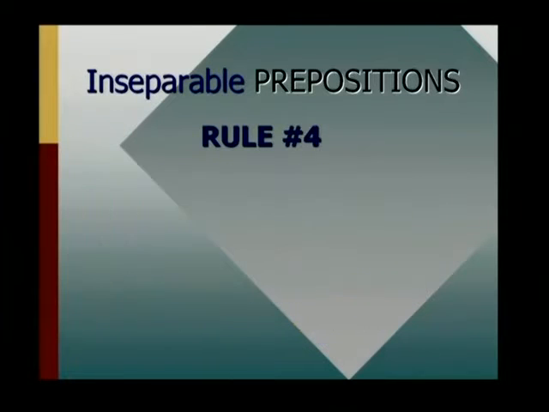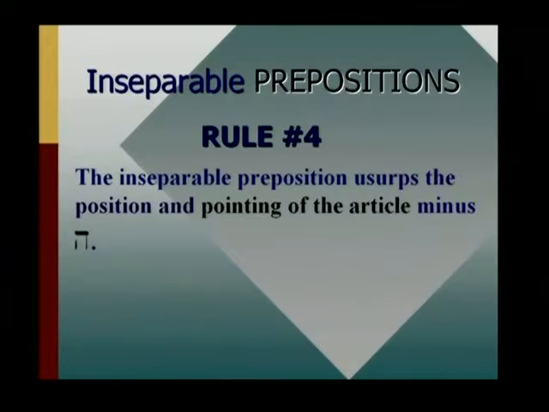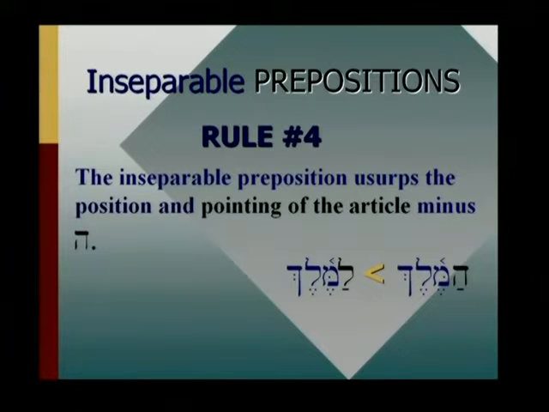Okay? Rule number 4. The inseparable preposition usurps the position and the pointing of the article. This gets to Jeremiah's question. What happens with the article in such cases? Notice what happens. Melech is a king. We put the article on it. Hammelech is the king. But it becomes lamelech if it's for the king. Notice the hey disappears. But the vowel that was under the article becomes the vowel under the preposition.